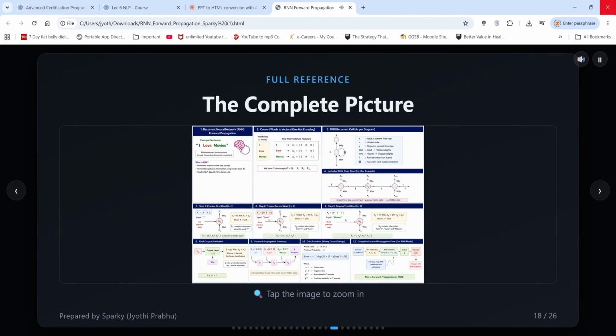Here's the full visual map of everything we just covered, all on one page. Tap the image to zoom in and look closer at any part of it.